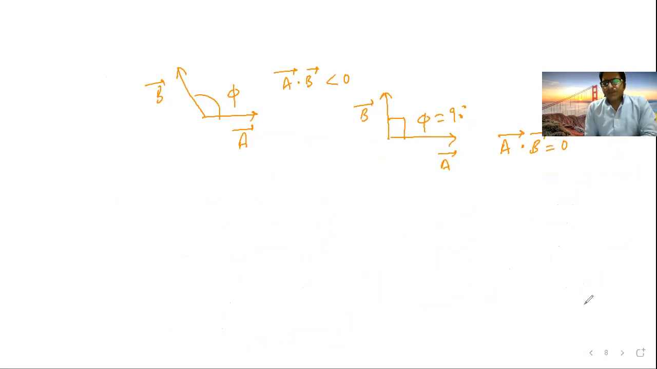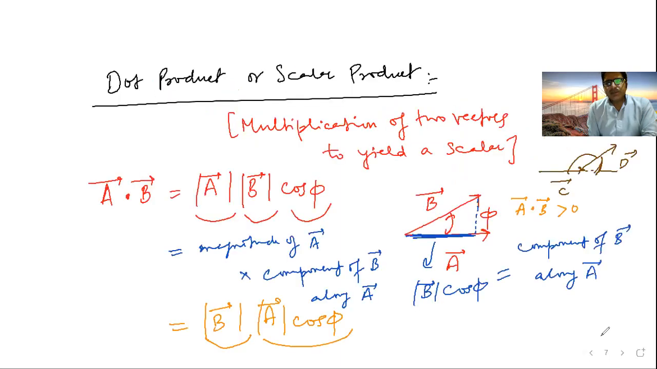Now this thing is used as a test to check whether two vectors are at right angles or not. So remember, if two vectors are at right angles, their dot product is 0. So if you have to check whether two vectors are at right angles with each other or not, you have to find their dot product. If it turns out to be 0, from that you figure out that they are at right angles, right?